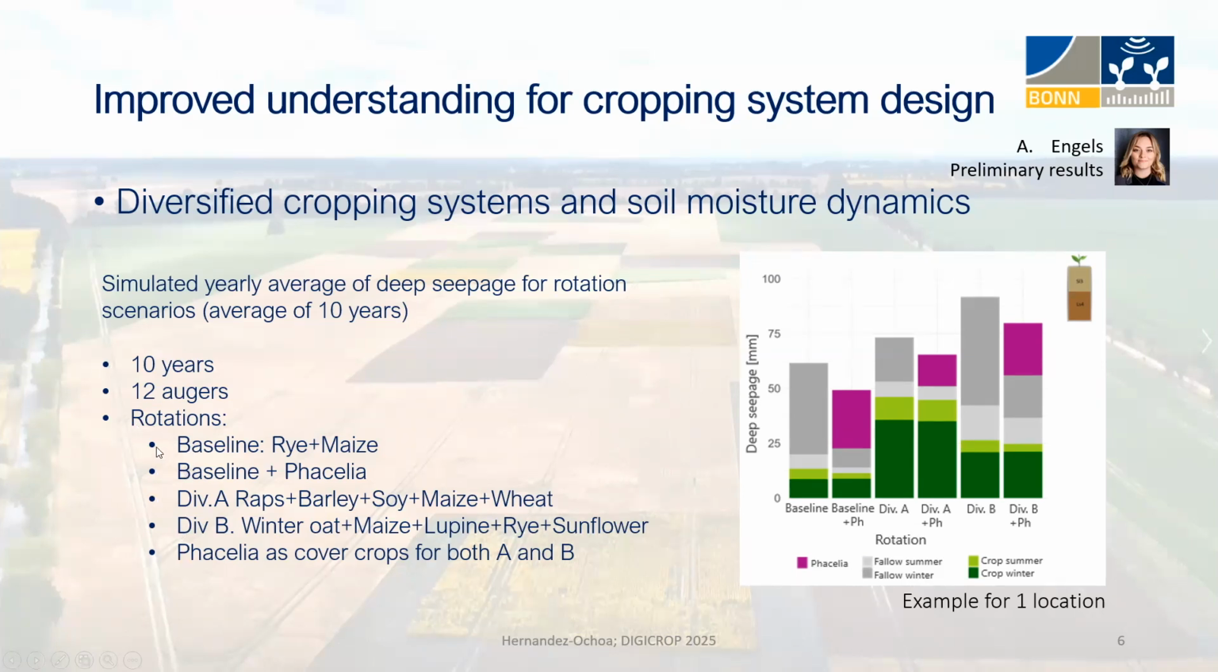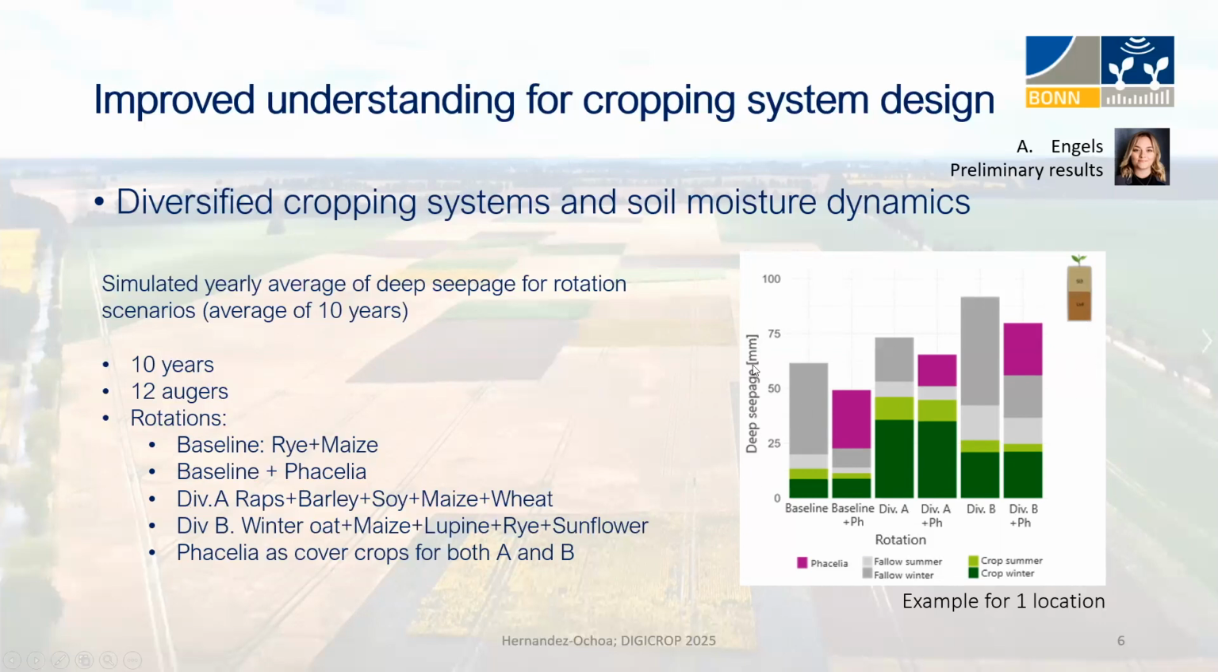So the baseline rotation is quite simple, just rye and maize. Then we have it together with Phacelia. And then we have two rotations that include cereals and legumes that are currently implemented at the patch crop experiment with and without Phacelia. And so here we can see the summary of this simulation for one soil auger.